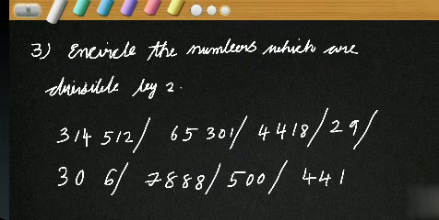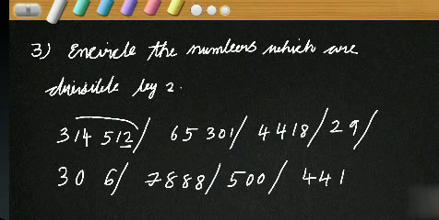So for doing this, what we need to do? We have to just check the last digit, and if the last digit is 0 or an even number, without any doubt we can say that the given number is divisible by 2. We need to consider the last digit only. So let's check one by one. The first number is 3,14,512. Here, which is the last digit? 2. Isn't it? Is 2 an even number? Of course, 2 is an even number. So is this number divisible by 2? Yes, we need to encircle this one.